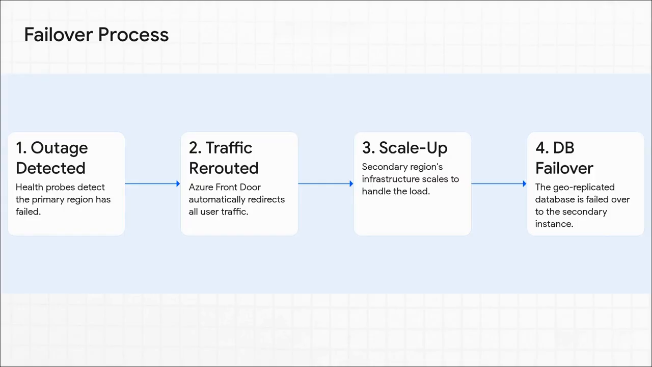Boom! Disaster strikes the primary region. Immediately, Azure Front Door's health probes pick up on this failure. It automatically stops sending traffic to the dead region and reroutes every single user to our secondary passive region. At the exact same time, automation scripts kick in to scale up the web and API tiers in that second region so it can handle the full production load. The final step is to execute the failover on our geo-replicated database, making the secondary the new primary. And just like that, you're back online.